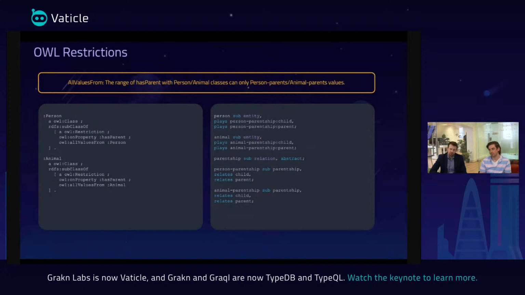And here we're saying that a person that plays the role of child only in child parentship can be effectively a child. And those relations are declared and defined at the bottom, where person parentship is, and the same goes for an animal parentship, are sub-relations of their parent, which is an abstract relation, a parentship relation. So we're able to scope the role that a thing would play to a specific relation. That's right, Anna.